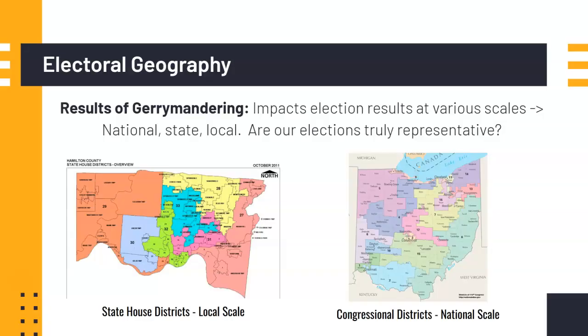So, are our elections truly representative? When gerrymandering is allowed to persist, the answer is often no. Elections may not accurately reflect the political will of the voters, as district lines can be drawn in ways that dilute the voting power of certain groups or skew results in favor of a political party. This raises important questions about the fairness and integrity of the electoral system and whether all voters are truly being given an equal voice in the democratic process.